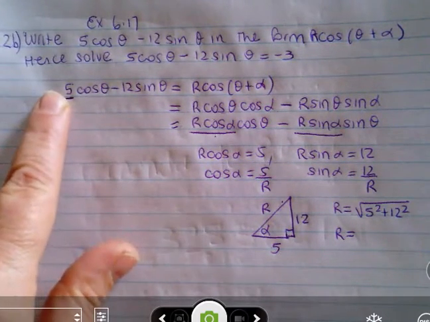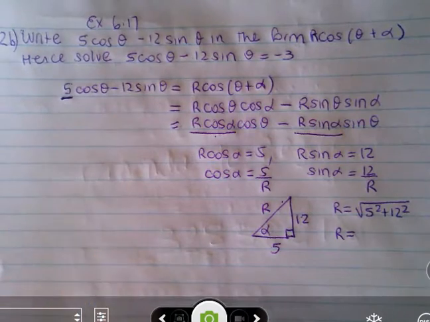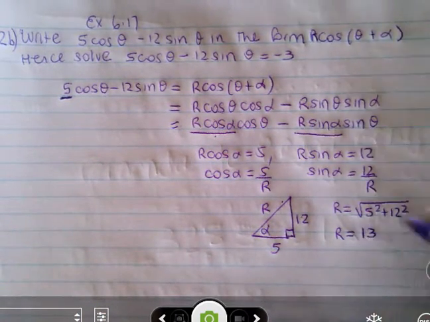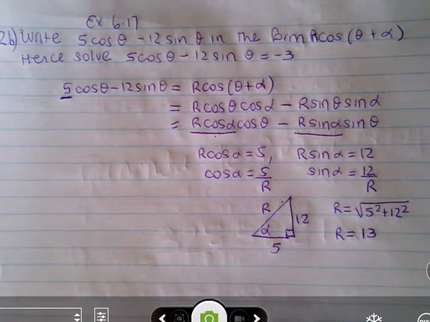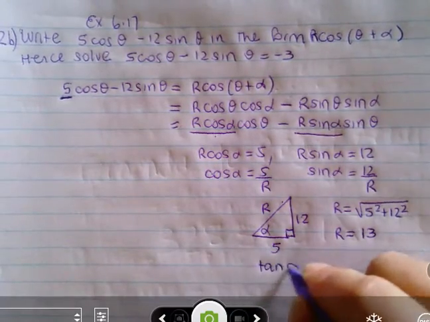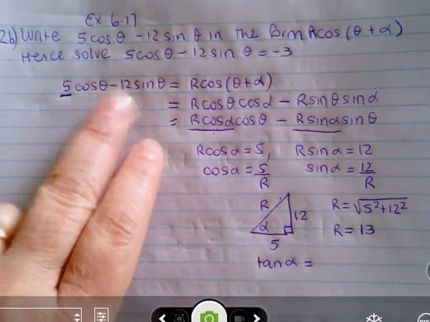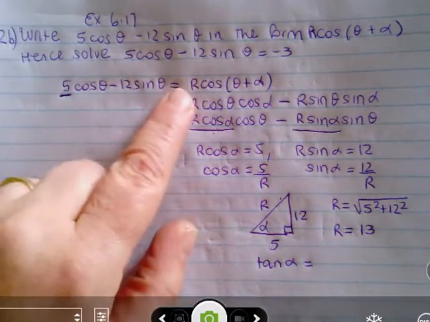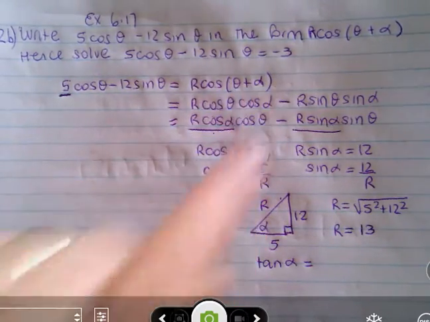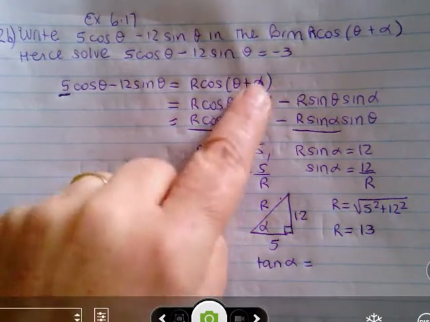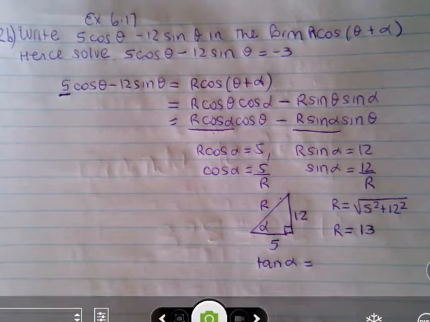So r is the square root of 5 squared plus 12 squared, which is the square root of 169, which is 13. It's a Pythagorean triad as well, 5, 12, 13. You need to do two things here. Because we're trying to write 5 cos theta minus 12 sine theta in the form r cos of theta plus alpha, you've got two jobs: work out r and work out alpha, and we're going to plug them in.